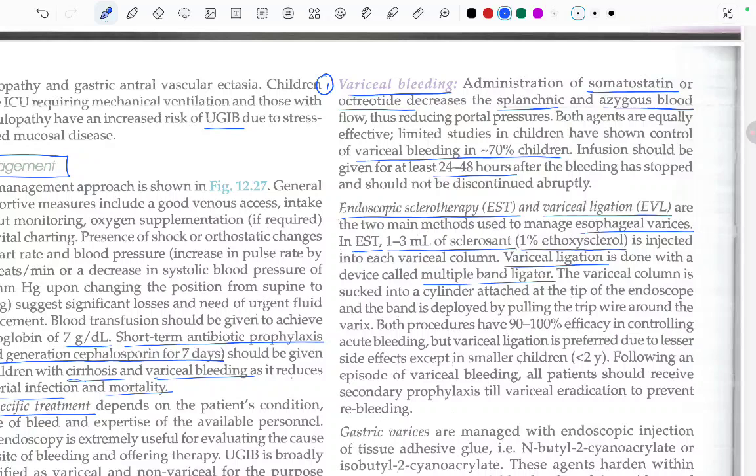Both the procedures have 90 to 100% efficacy in controlling the acute bleeding, but variceal ligation is preferred due to lesser side effects except in smaller children less than 2 years. Following an episode of variceal bleeding, all the patients should receive secondary prophylaxis till the variceal eradication to prevent rebleeding.